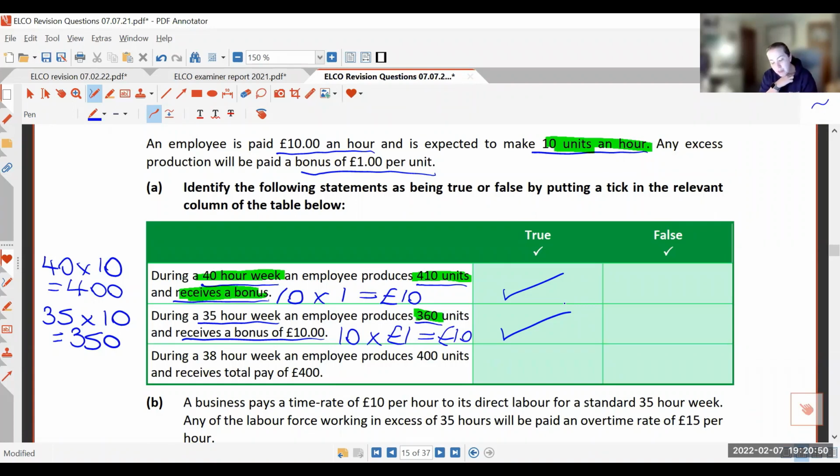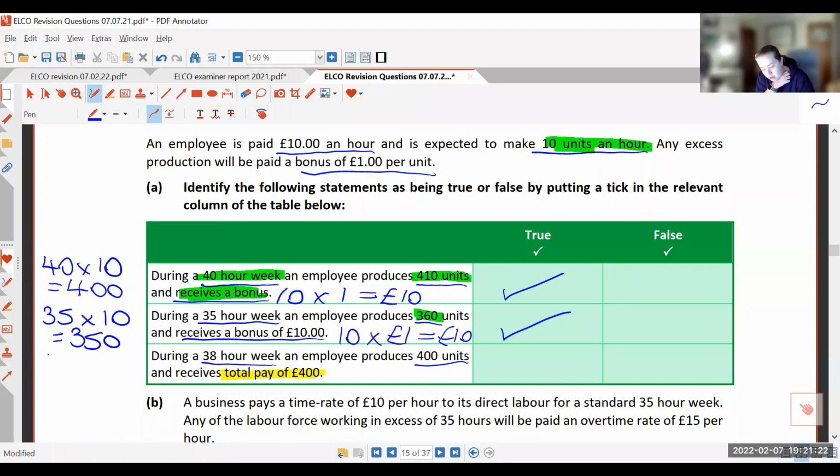So this now ratchets it up a little bit more. We've got another situation. We've got a change of hours again, 38-hour week, and they've produced 400 units. Now, they're asking for something slightly different here. They're asking for total pay of £400. We've got to take into account their time rate, and if they need a bonus, how much in terms of bonus they're going to get.